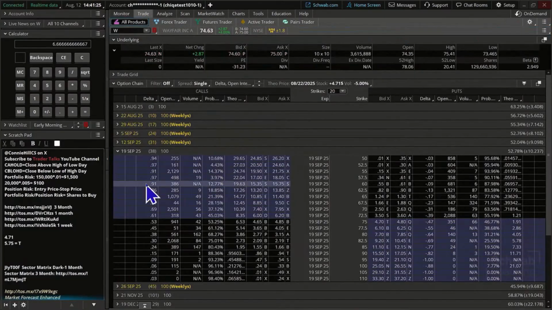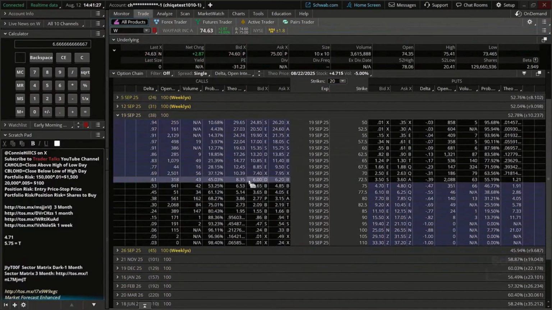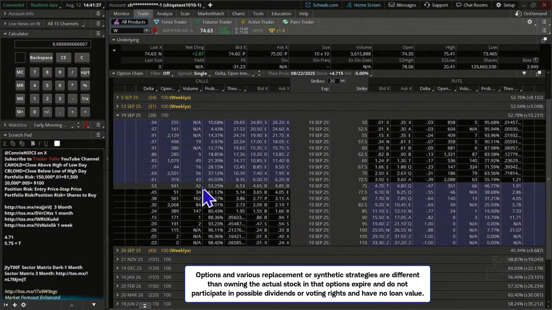Let's bring up Wayfair. I was thinking of doing something fairly aggressive that we don't do in this class a whole lot. I was going to look to do a synthetic where we buy a call and sell a put at the same strike price. 75 is going to be our at the money.